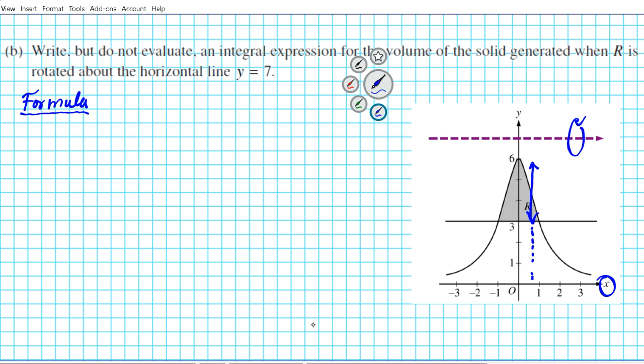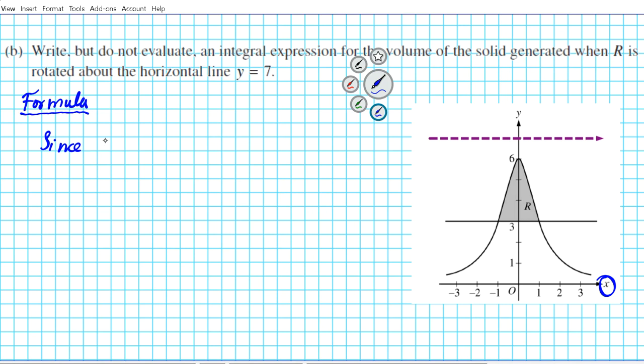It means that the configuration of our formula for the solids of revolution is going to be in terms of x. Had we been rotating around a vertical line, it would be in terms of y, because our slices would have a horizontal configuration. All right, so that is very, very important. So let's go ahead and write down the formula for a rotation in the direction of the x-axis, or a vertically oriented slice.